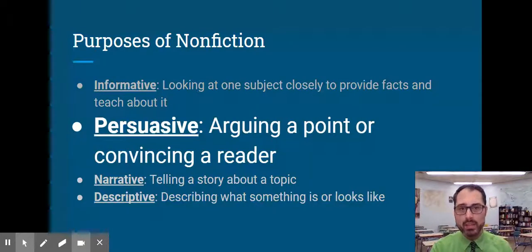Now, there is something called argumentative writing, where we present two sides or more of an argument and then lean more towards one side. Persuasive writing is just looking at one side and giving one piece to convince people. So argumentative writing presents two sides and which side is better. Persuasive writing is just giving one side to persuade your reader.